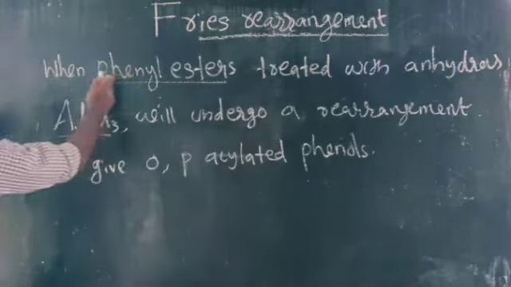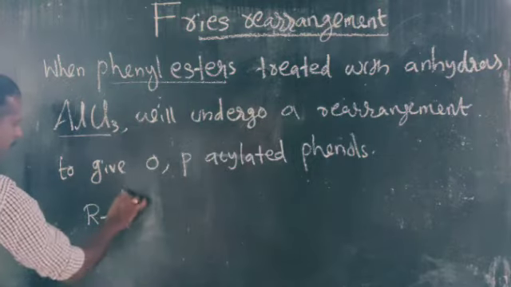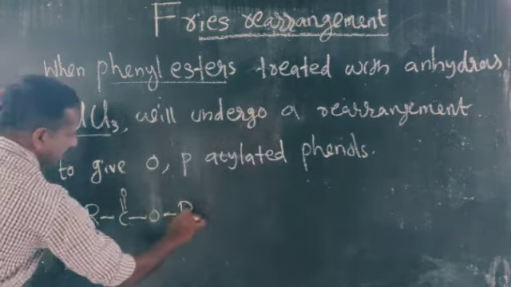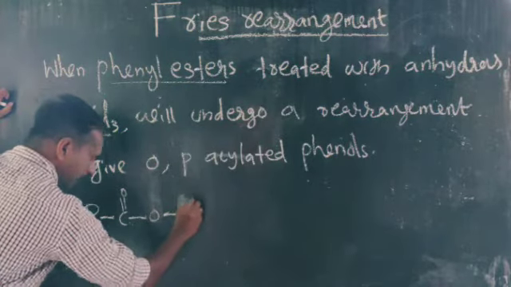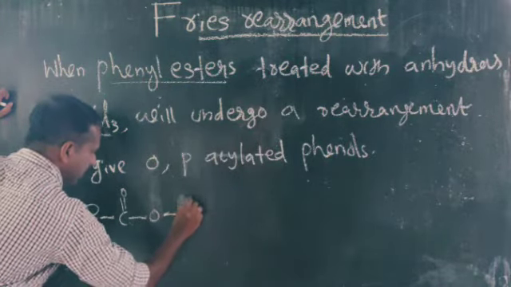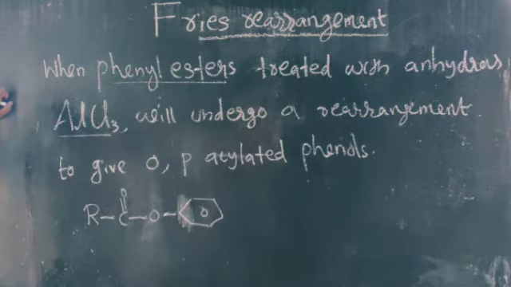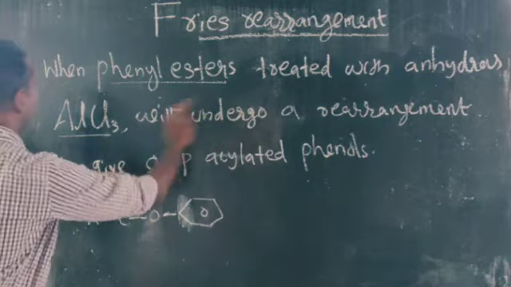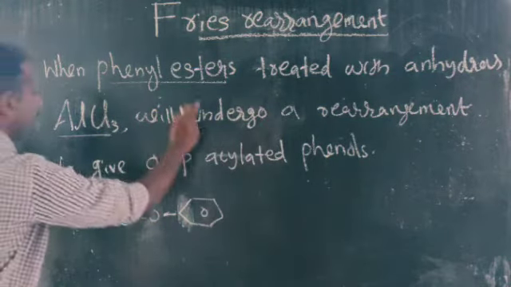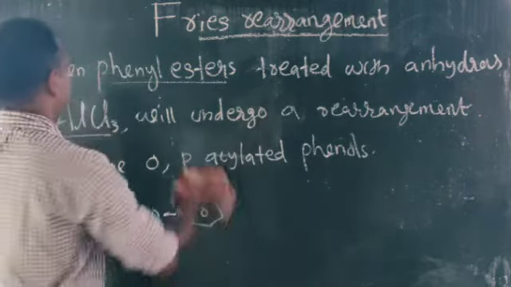So keep it in mind, what is a phenyl ester? What is an ester? R, C, double bond, O, R. This is an ester. Phenyl ester means here it is a phenyl group, or you can say here it is a benzene ring. Okay, this is a phenyl ester, and treated with anhydrous AlCl3 it will give ortho and para acylated phenols.